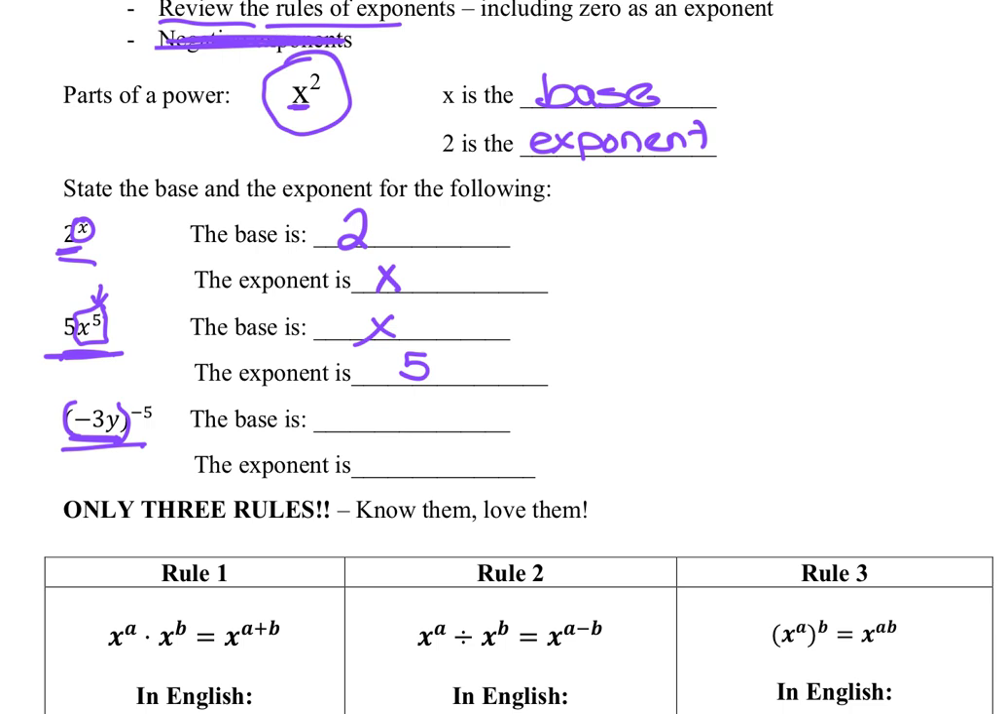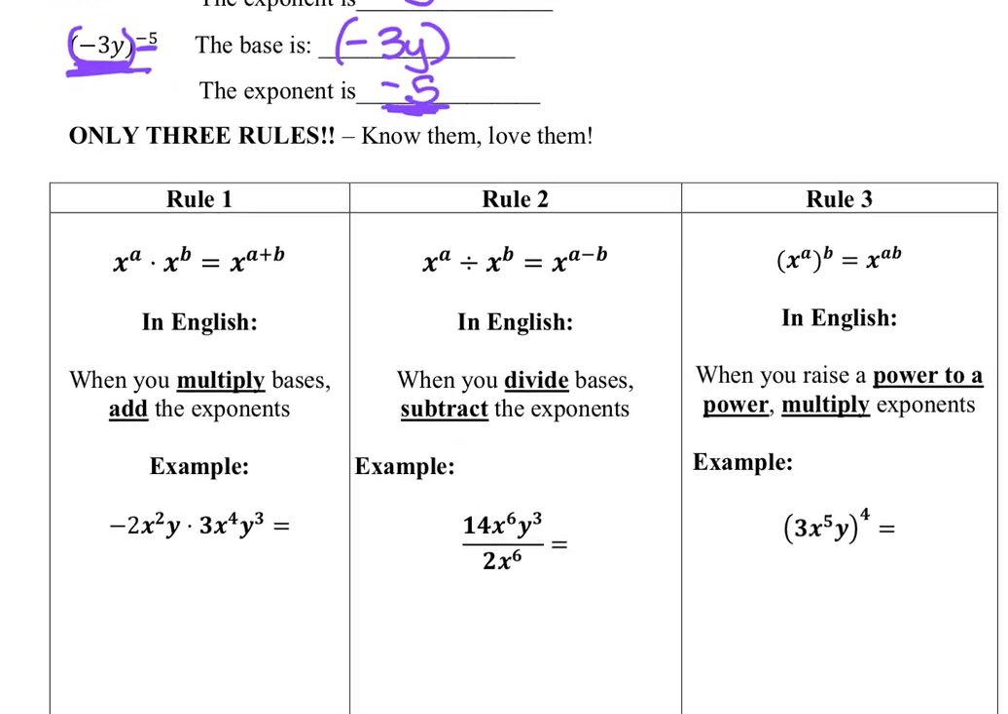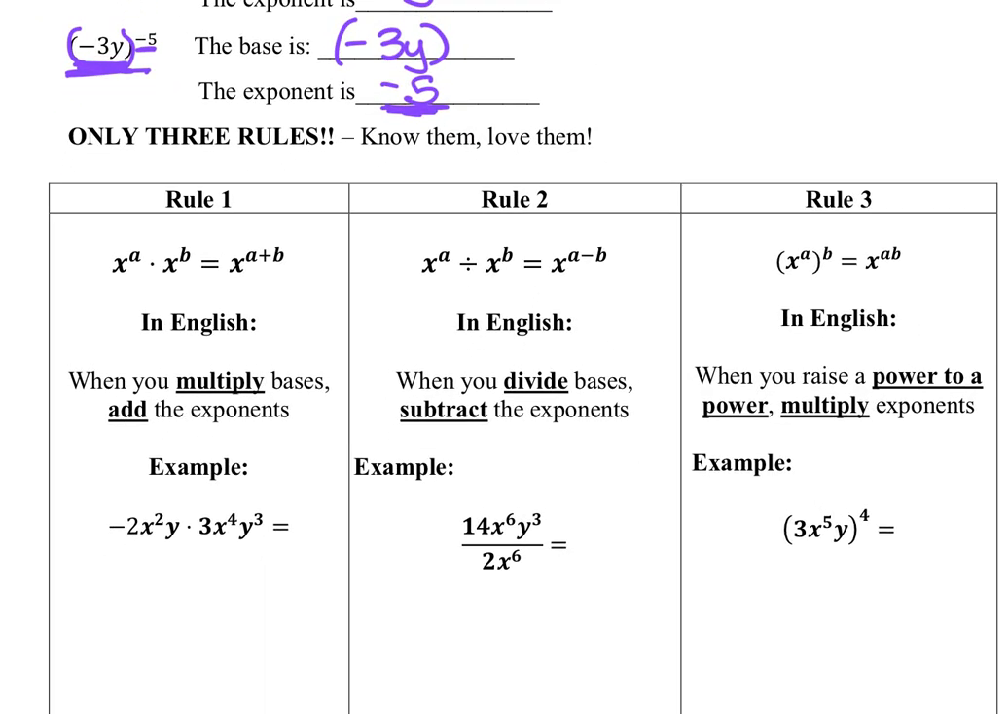So then we have this one, as I just said before, the base would be negative 3y, and the exponent is negative 5. So you could have done this one backwards also. Negative 5 is the exponent. What is being raised to the negative 5th power? Well, that's this whole mess because of the parentheses. All right, so then just so you understand, when I use the word base, what that is, and exponent, what that is. That's what that's about.